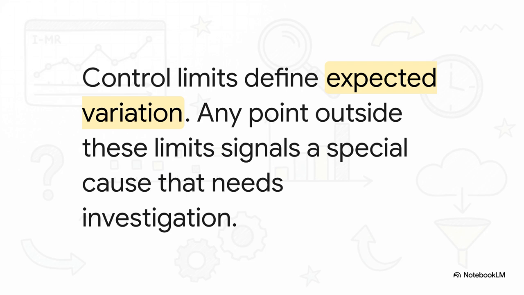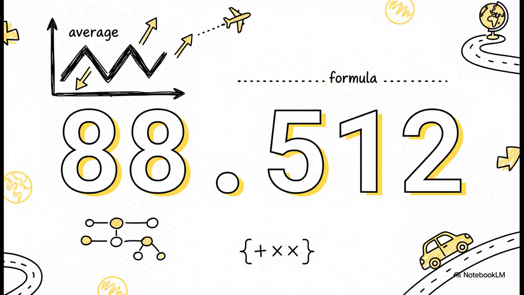Any data point that falls outside these limits is a signal, a flashing red light telling you that something special, something external has happened and you need to investigate. So, using a standard formula, we calculate an upper control limit of about 88.5. Think of this as the ceiling for normal behavior. Any month where the salesperson drives more than that is statistically weird, and you should probably ask why.